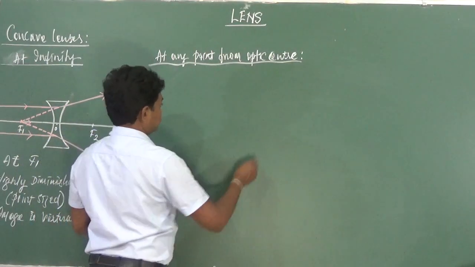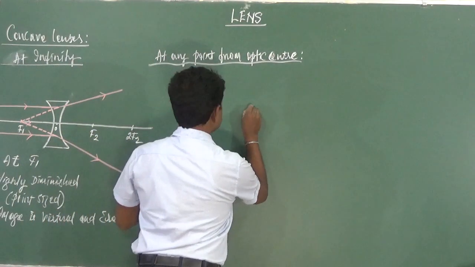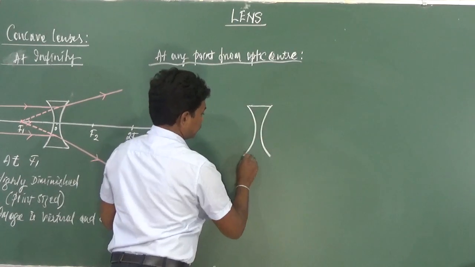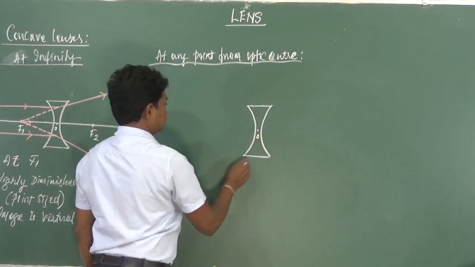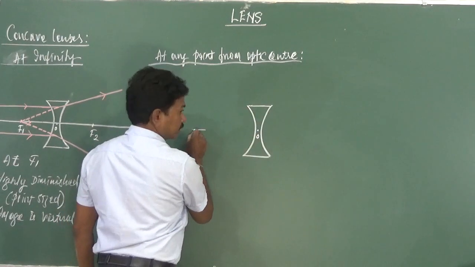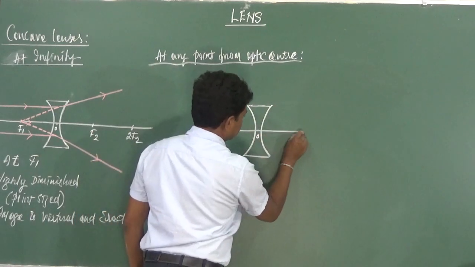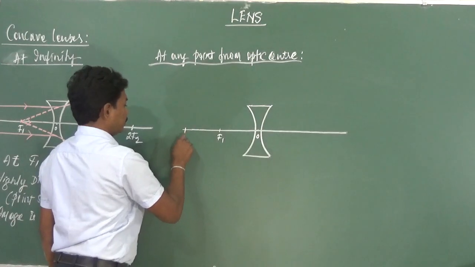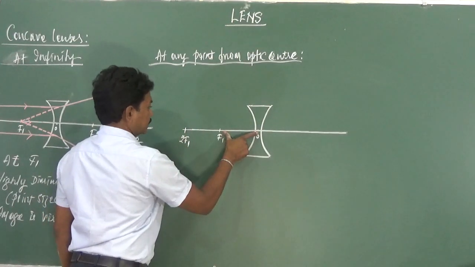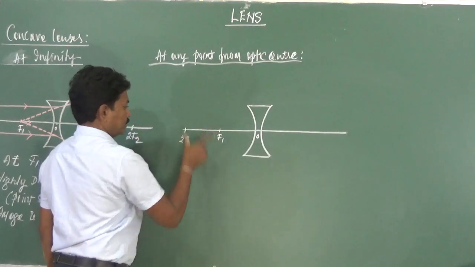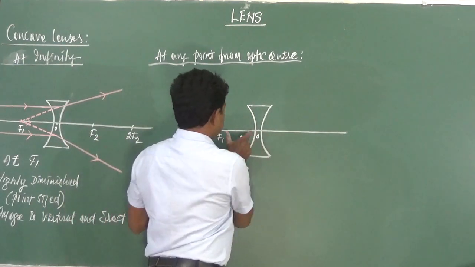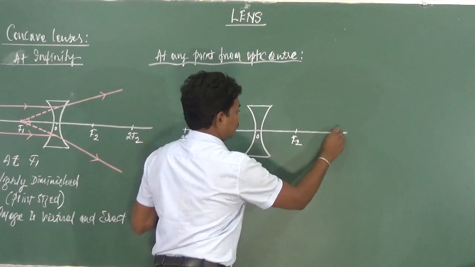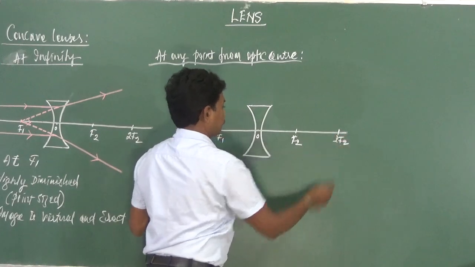So this is a concave lens, right? So this is the optic center of the lens. Let us draw the line connecting the two centers of curvature through the optic center. So this is F1 and let this be 2F1. So the distance between optic center and F1 should be equal to the distance between F1 and 2F1. So the same distance should be maintained here also. So this is F2, the same distance, that is 2F2, right?